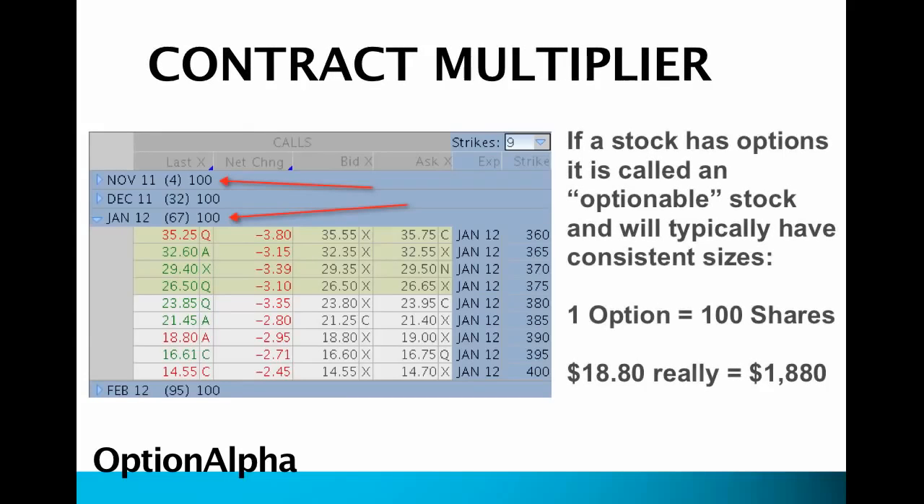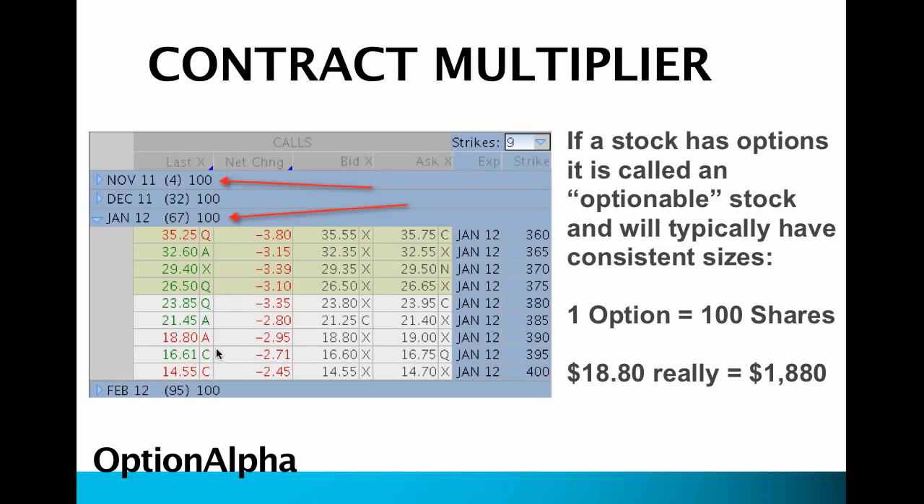So a contract multiplier is just the multiplication factor that you're going to use for the price of that one contract, or what that one contract will control. If a stock has options, it's called an optionable stock, and will typically have consistent sizes of each option contract. Most options are going to be a 1:100 ratio, meaning that every one option has a contract multiplier of 100 shares, or every one option will control 100 shares.